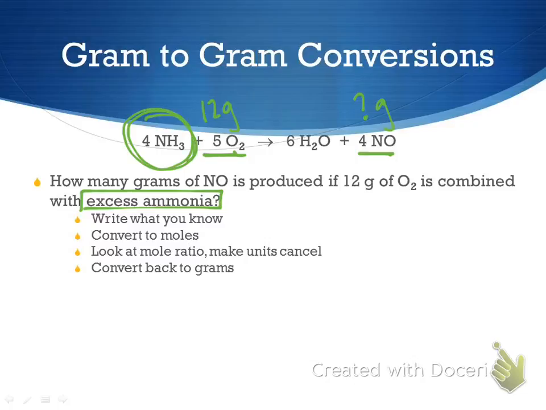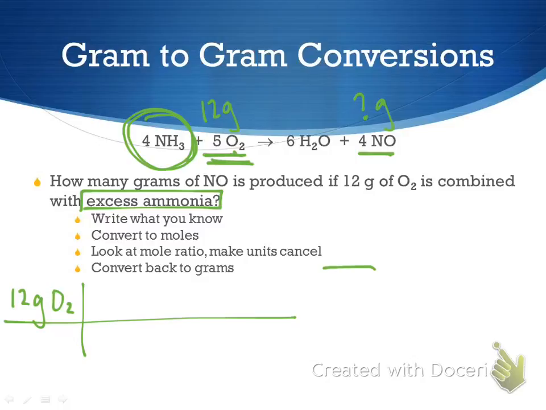So when we're doing our reaction, it means that the oxygen gas is going to run out first, right? When we combine these in the correct ratio, oxygen gas is going to run out first. So ammonia is not going to have an effect on our reaction. Okay, that's going to mean something to us a little bit later in the chapter. But for right now, not a whole lot. Okay, so 12 grams of oxygen gas.